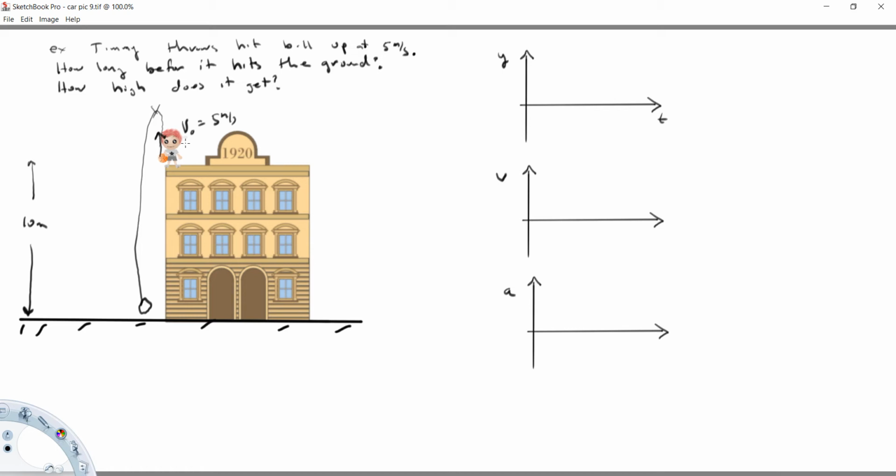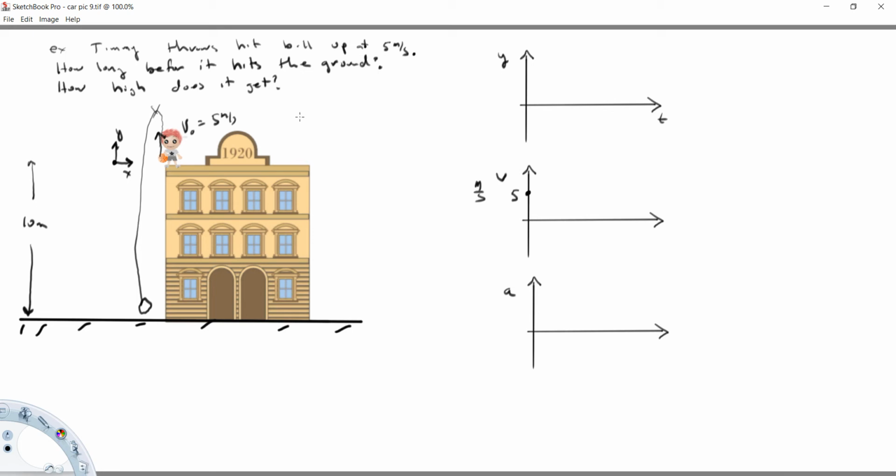Oh, I should back up. I haven't defined a set of coordinates yet. How about we put an origin here, x, y, and we will use the y coordinate to keep track of the location of that ball. So now that we've defined up as positive, that initial velocity of 5 meters per second is some positive number. So we go to our velocity graph at t equals 0, our velocity is 5 meters per second, plus 5 because it's in the direction we call positive.